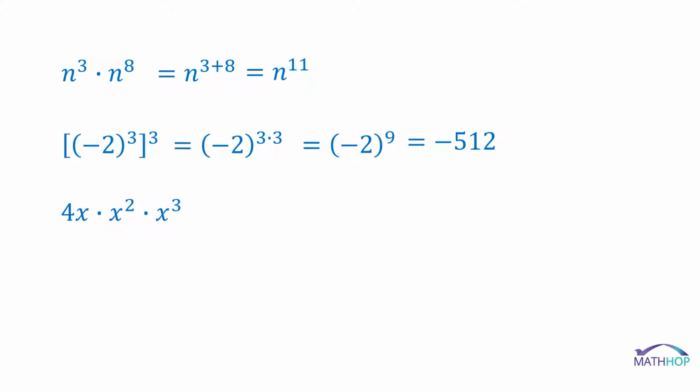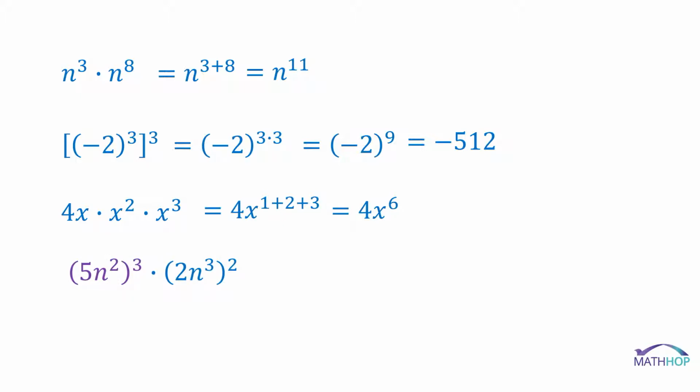Next one, we have 4x times x squared times x cubed. This one does not look very difficult. What happens here, though, is people forget that x is x to the 1st power. And so they forget to add that when they solve this problem. This really is 4 times x to the 1 plus 2 plus 3 power, or 4x to the 6th. All right, the last one is the ugliest, but it is the last one.